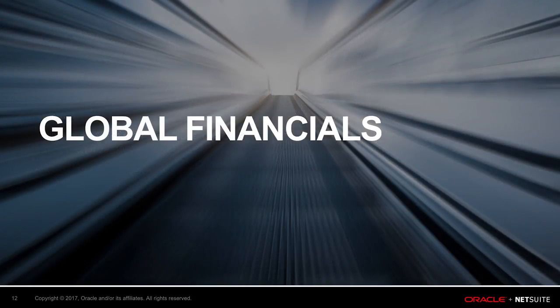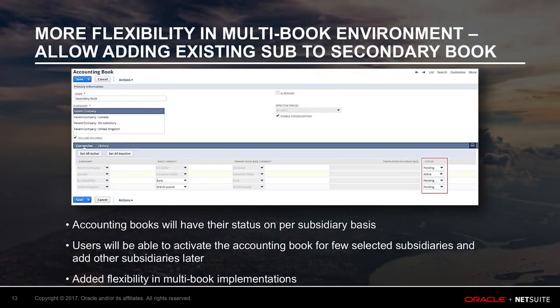As we continue to deliver more global financial capabilities, let me cover some of the highlights in the 18.1 release. With the 2018-1 release, users can add an existing subsidiary with transactions to active secondary book. The new feature will allow customers to have different status for each accounting book subsidiary combination. Hence, customers will be able to activate the individual subsidiaries separately and run historical transactions processing for pending subsidiaries while other subsidiaries are already active.